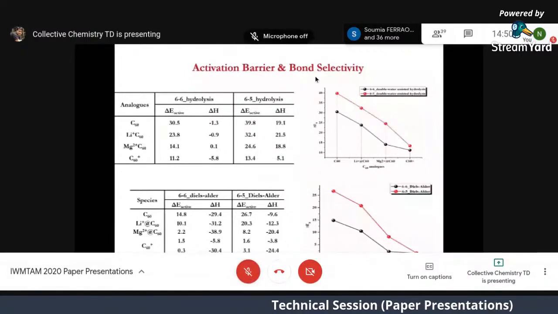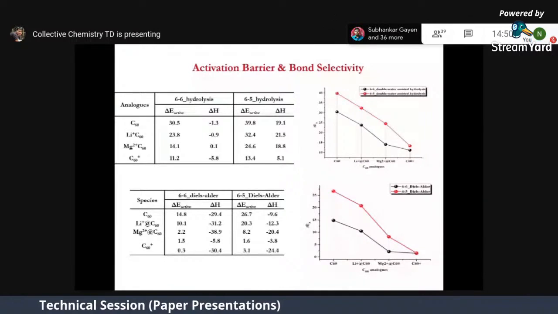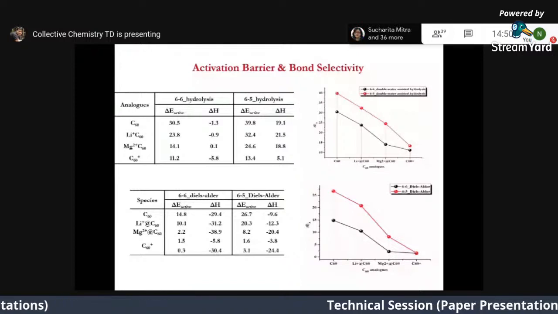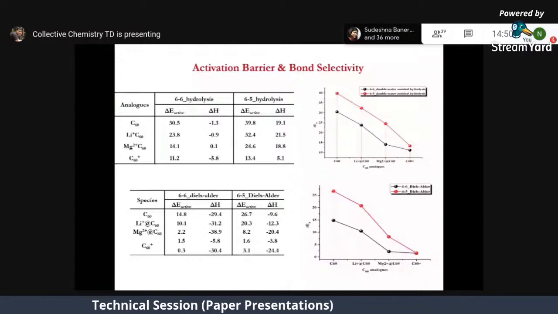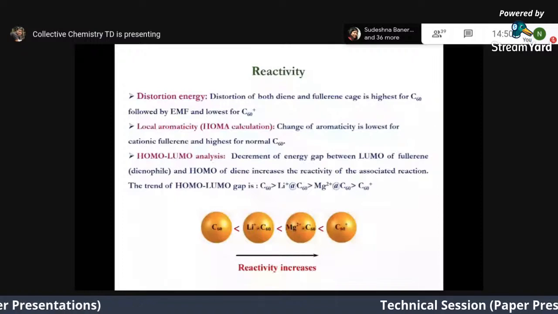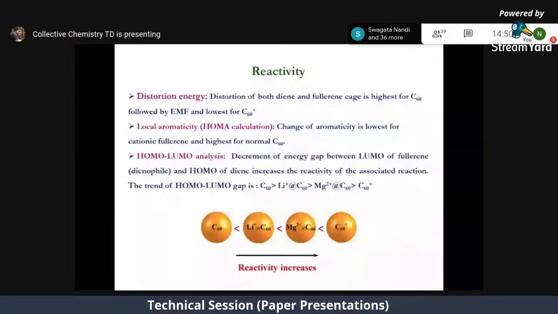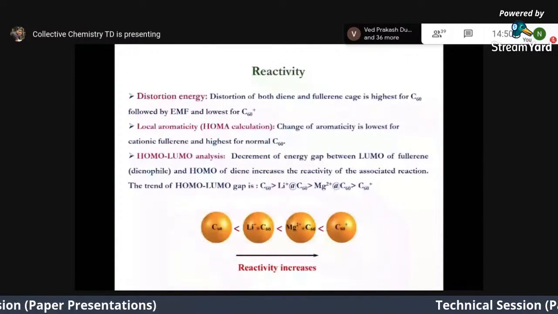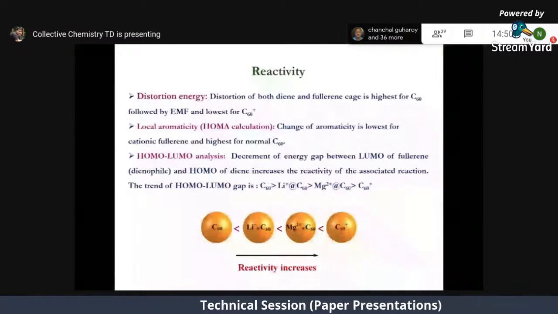So on encapsulating monocation to dication, the barrier height sharply decreases, and for C60 plus, it becomes very much lower. Means for C60 plus, the reactivity is the most. So from distortion energy, local electrophilicity, and HOMO-LUMO analysis, we have further analyzed the reactivity, and after all, we get that when we encapsulate monocation to dication, the reactivity increases, and the reactivity is maximum for cationic C60.